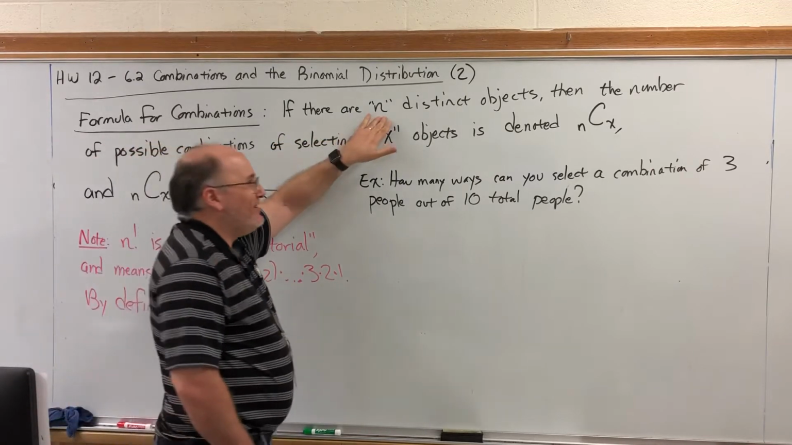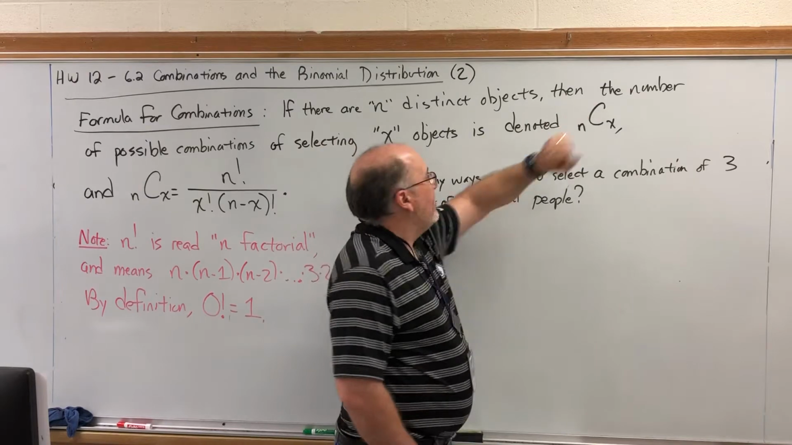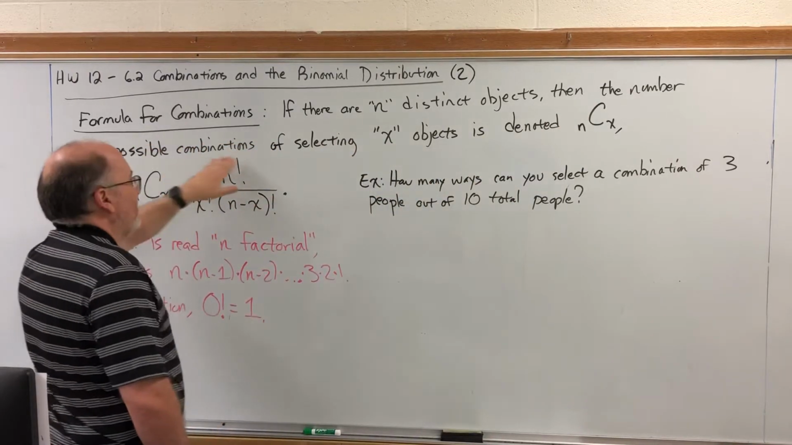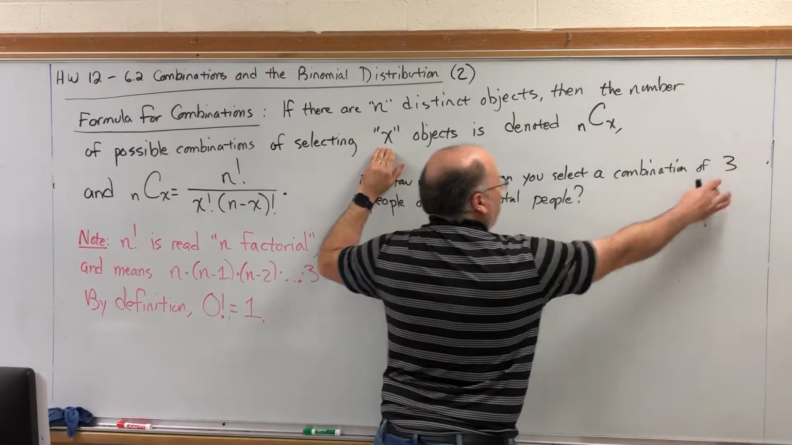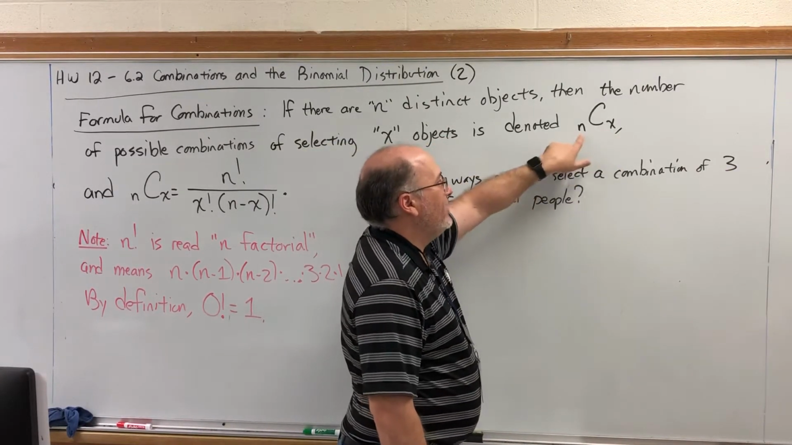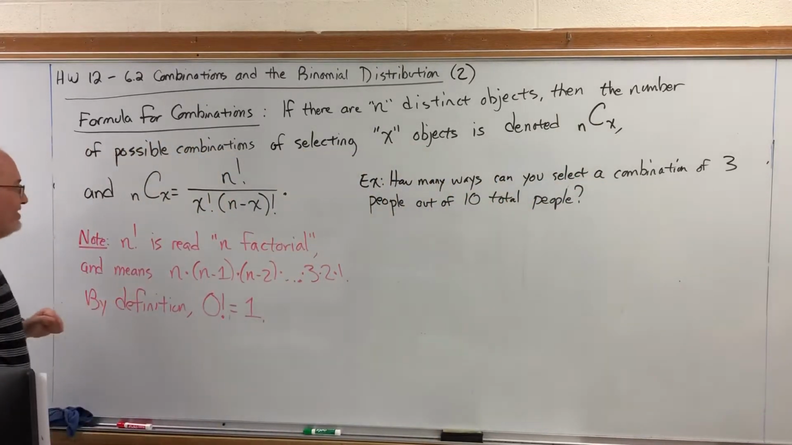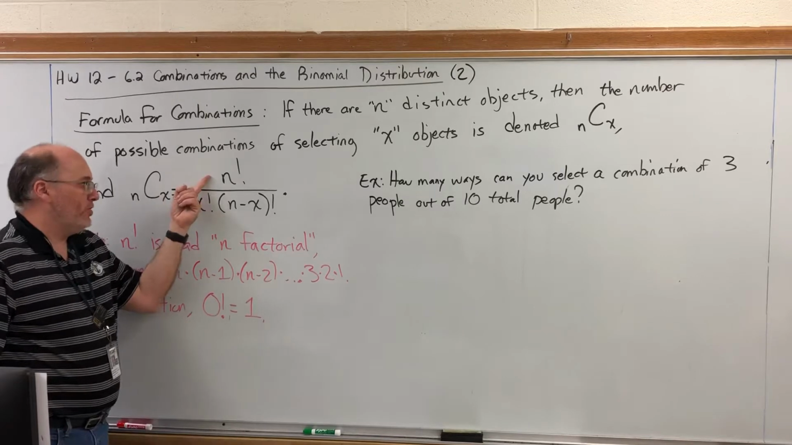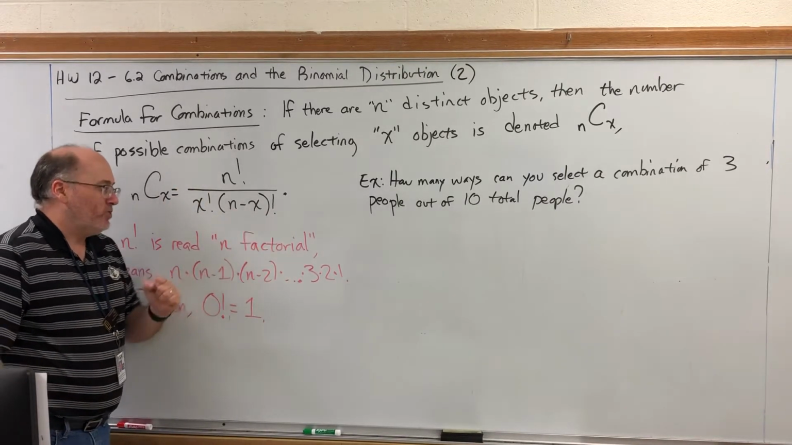If there are n distinct objects, in this case 10 people, then the number of possible combinations of selecting x objects, in this case x would be 3, is denoted by nCx. The n and the x are subscripted. And here's the formula, where nCx equals n factorial over x factorial times n minus x factorial.